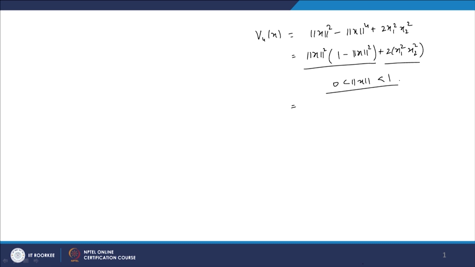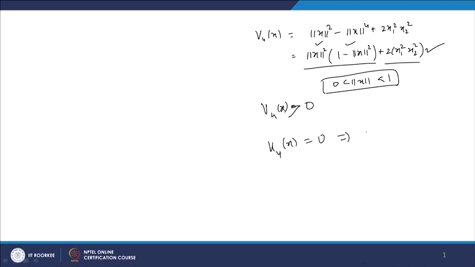Now, if we define a domain such that norm of x is less than 1 and greater than 0, then this value is positive, and this value will also be positive because norm of x is less than 1 and this is also positive here. So, it means that in this range your V4(x) is all the time positive.